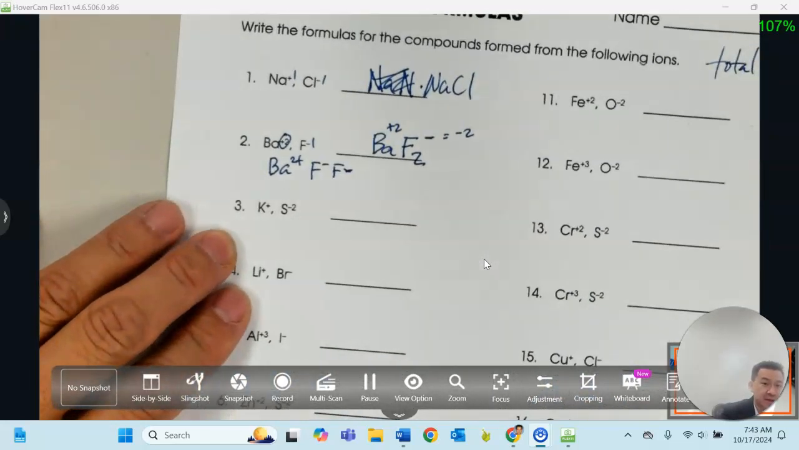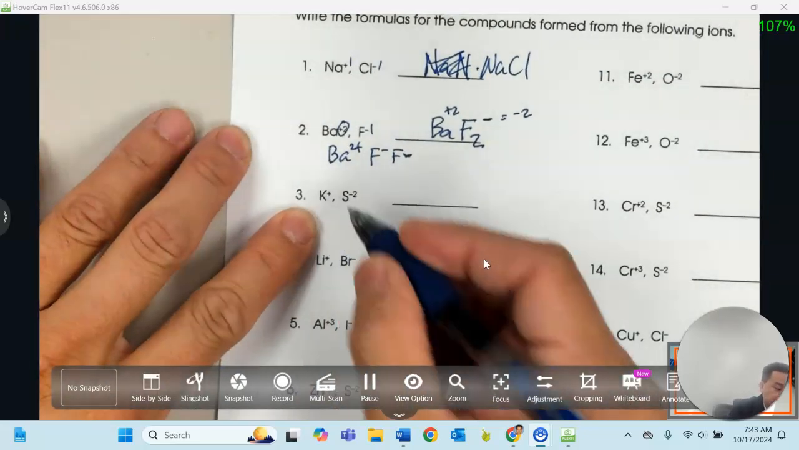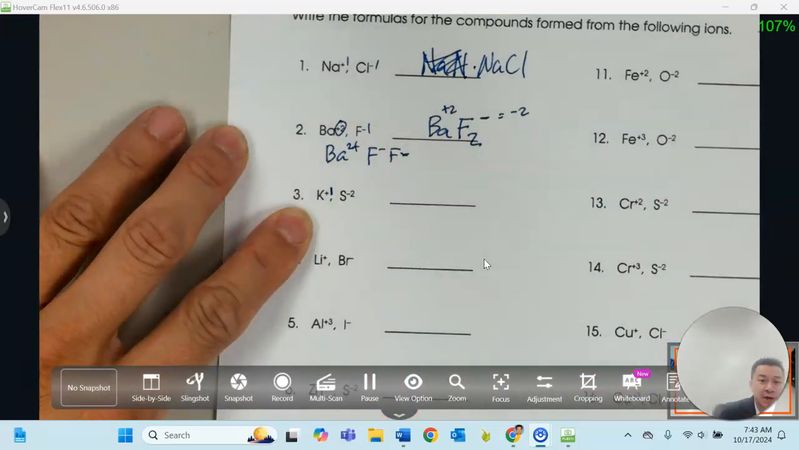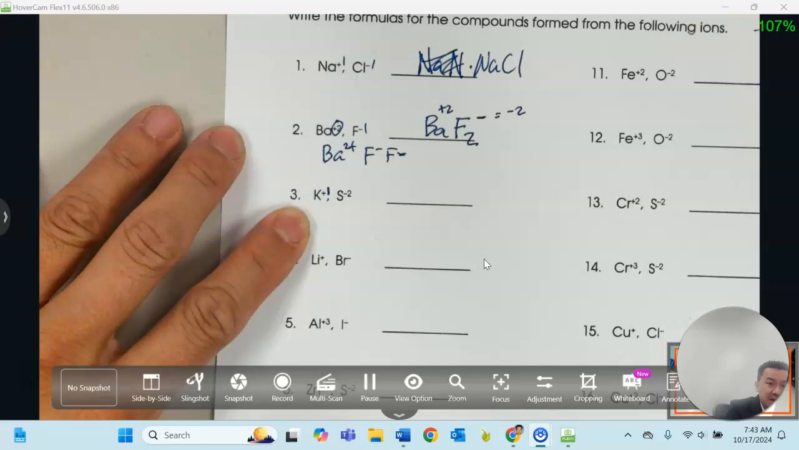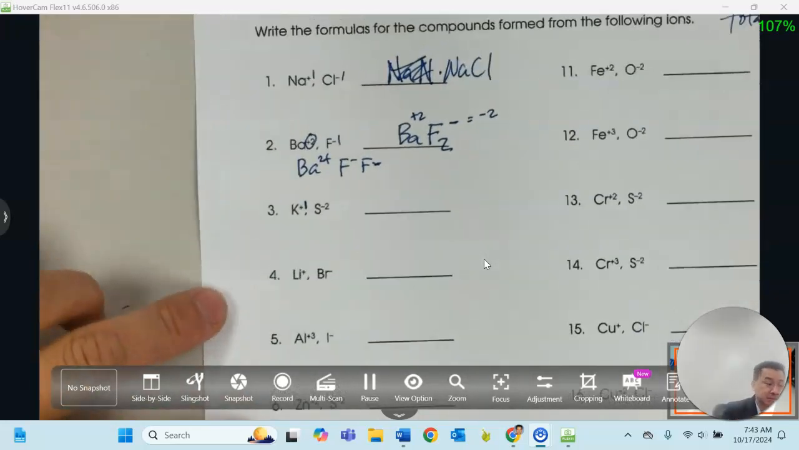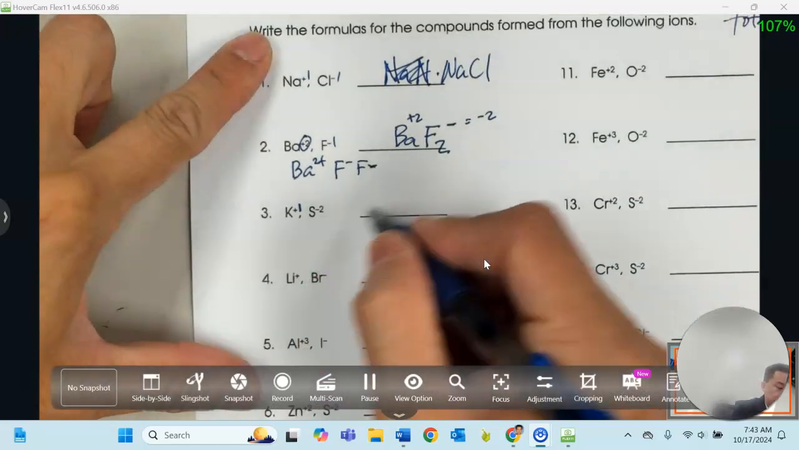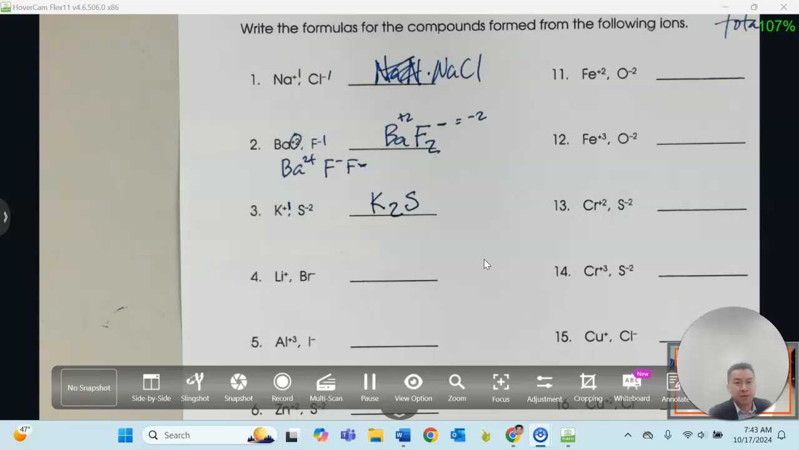Alright? So K is right here, K plus. Okay, that simple plus sign means it's 1. S is -2, so we have to match. How many K's do we need to match with the S2-? We need 2 of them, right? So K2S. Okay, so up to this point, I'm showing you how to balance the charges.